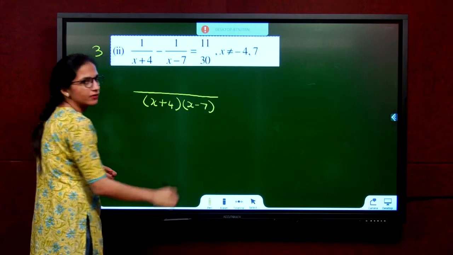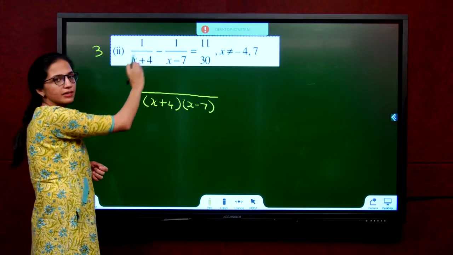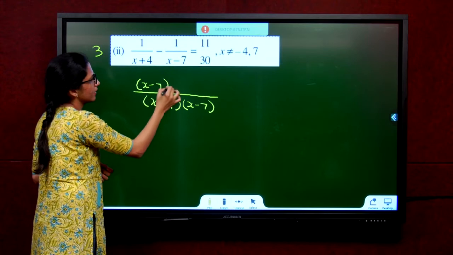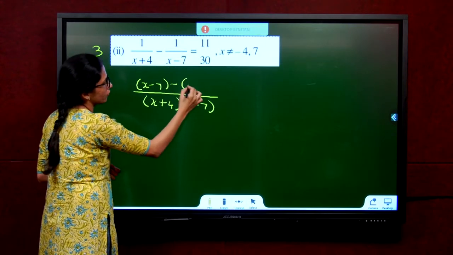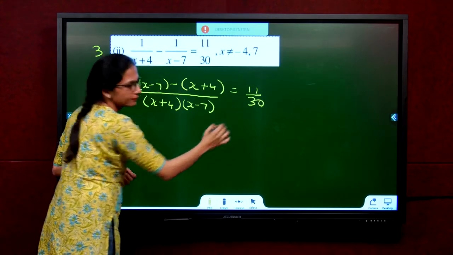As we learned in the previous videos, you want x plus 4 into x minus 7 here. So multiply and divide with x minus 7. 1 into x minus 7 minus 1 into x plus 4 is equal to 11 by 30.